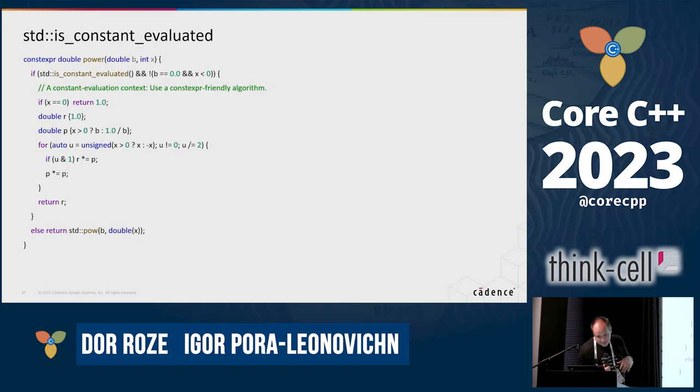is_constant_evaluated provides us with the ability to know if we're currently in a constexpr context or not. For example, this is a power function that calculates b to the power of x. If we are in a constant evaluated context, we can use this algorithm that can be calculated during compile time if we know our values. If we are not in a constexpr context, we can call the generic power function that will calculate everything for all types. Since we are in a constexpr context and we can calculate it, the final result will just contain the output of this function, and all the variables that were used will be removed.